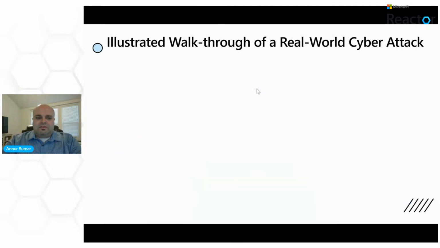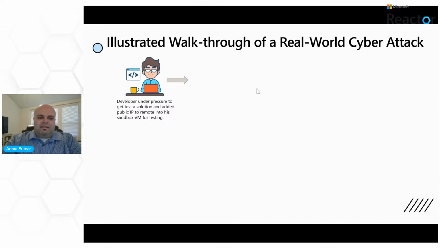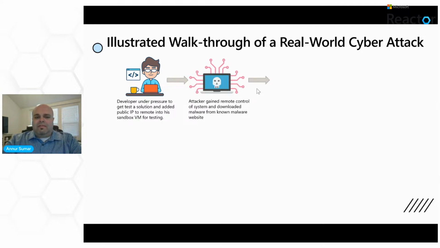So here's the illustration of the real world cyber attack that occurred, where we had a developer and an infrastructure person who was also under pressure to get a test solution added and start to move their workloads in and just start to test that process. What they did was they put an external IP on that system to get it set up and make it accessible, and so on. The attacker gained control of that system and downloaded malware from a known malware site.